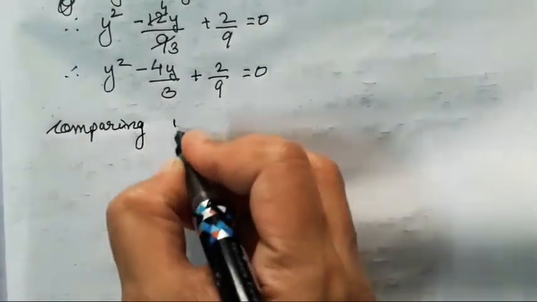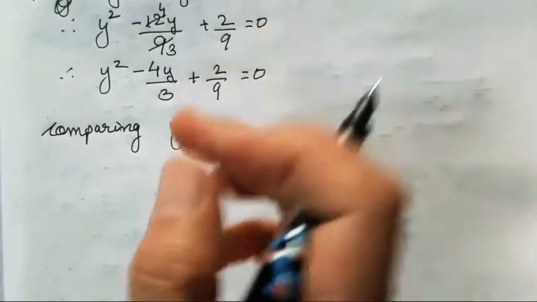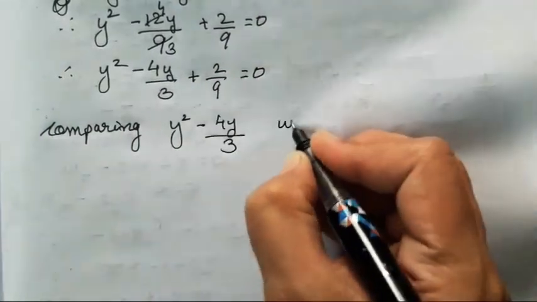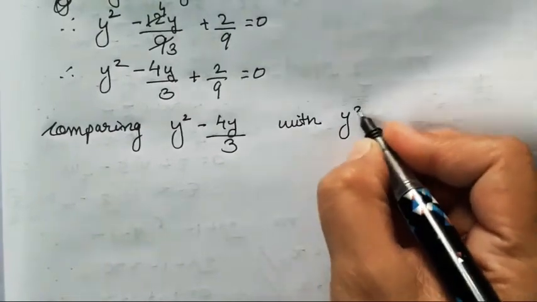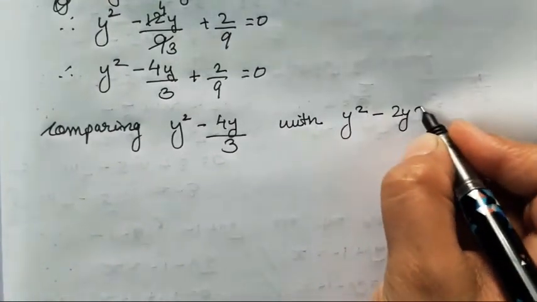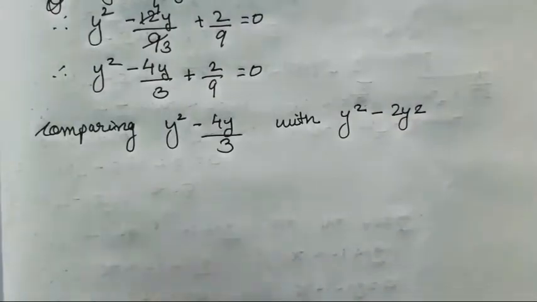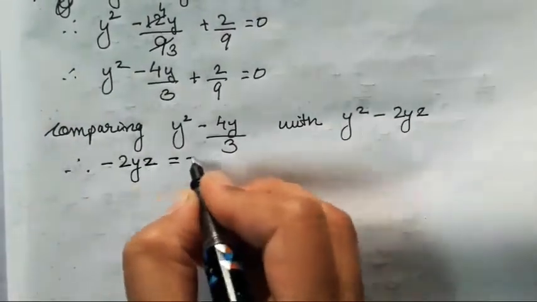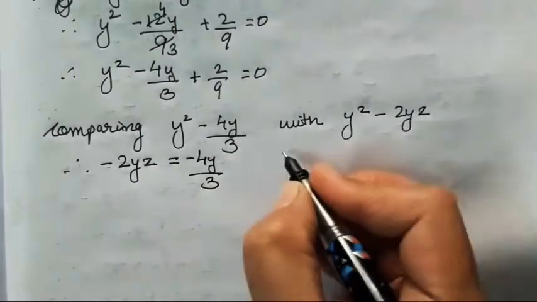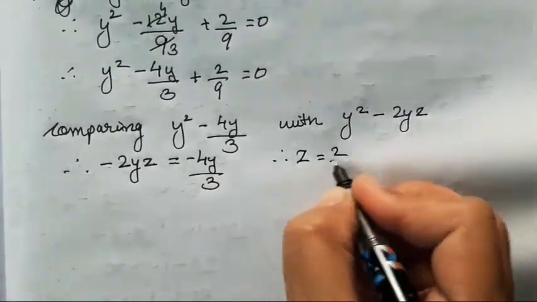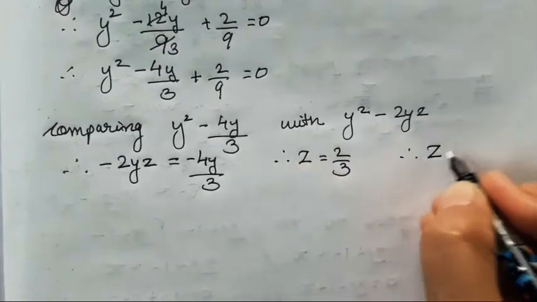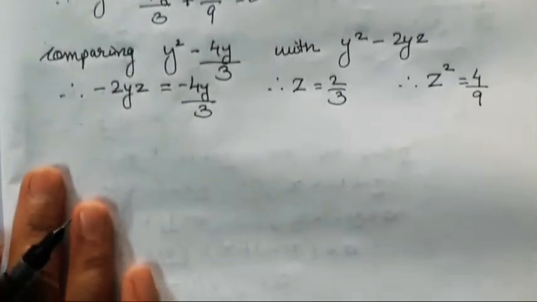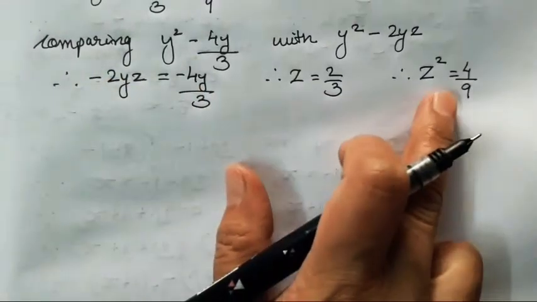These are the steps that we have done, isn't it? This much is new for you all, so you all can watch it again if you have not watched it. It's basic with y square minus 2yz. So therefore minus 2yz is equal to minus 4y upon 3. Therefore, z is equal to 2 upon 3. Directly square we will take, that is 4 upon 9. Okay, now we have got the answer in the form of square root.